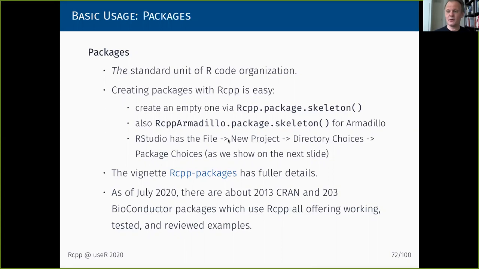And luckily, because it is so important, we put helper functions in right in the beginning. So you can invoke Rcpp.package.skeleton. It generalizes the base R function package.skeleton. And we have similar ones for a couple of the other packages, so RcppArmadillo has one, RcppEigen, RcppGSL. And another one is also in RStudio, just like how I showed you earlier how to get to a basic C++ file to experiment with. You can go in not under File, New File, but File, New Project, and then a package. And I'll show you that in just a second.